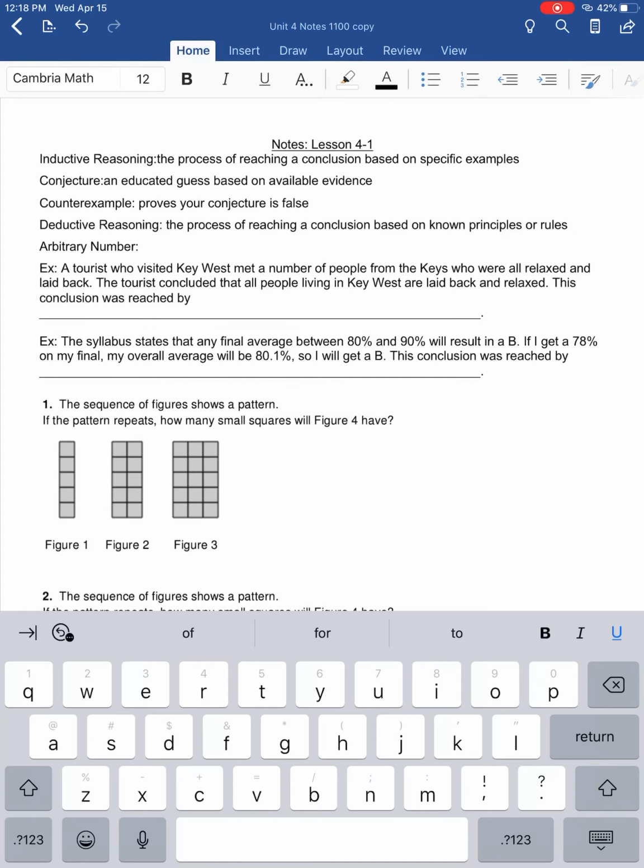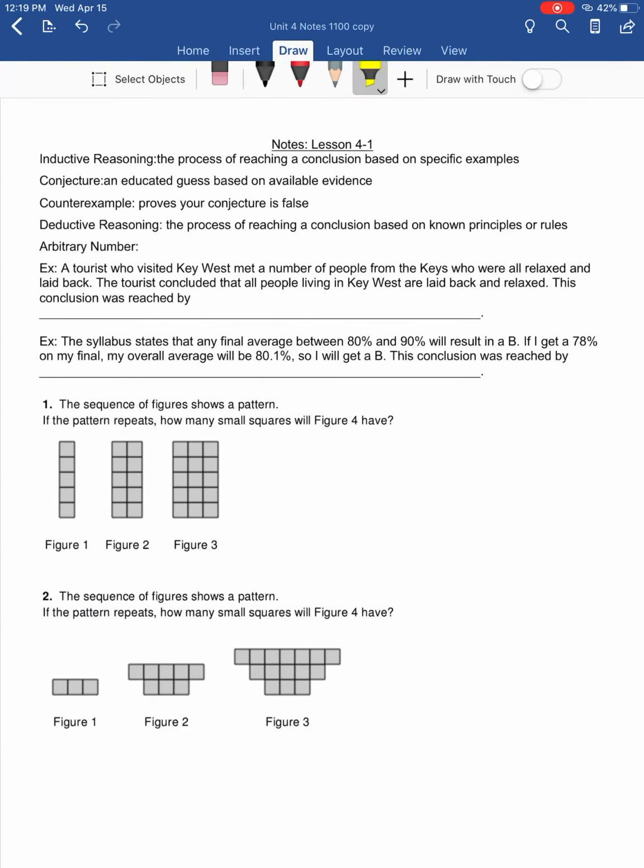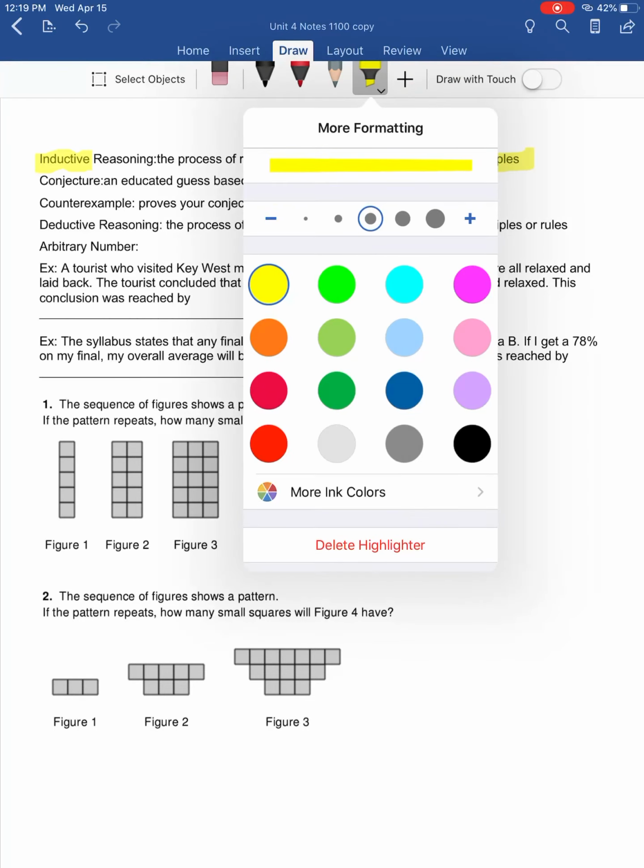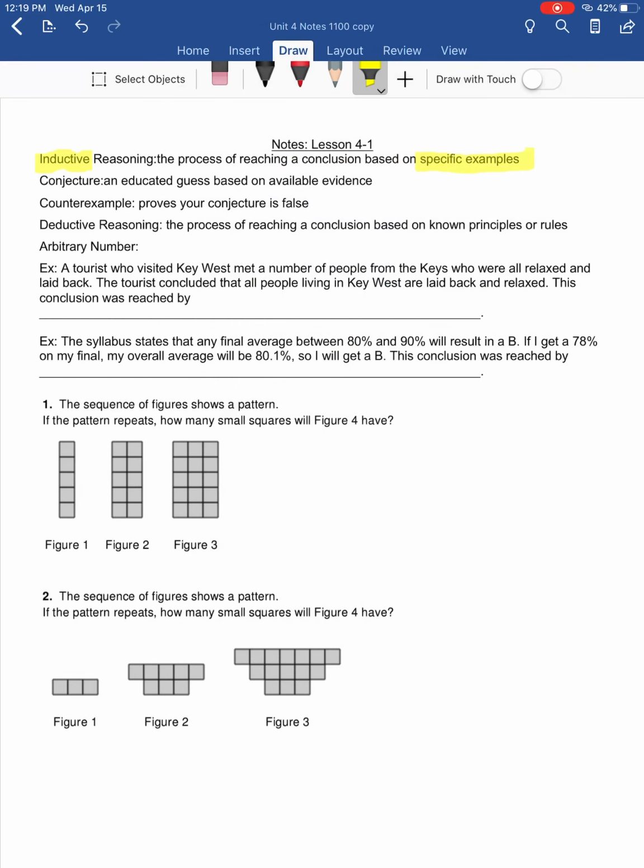So here the big thing is we have inductive and we have deductive reasoning. For inductive reasoning, the main thing is it's based on specific examples, whereas deductive reasoning is based off of known principles or rules. We'll see this a little bit more in a second.